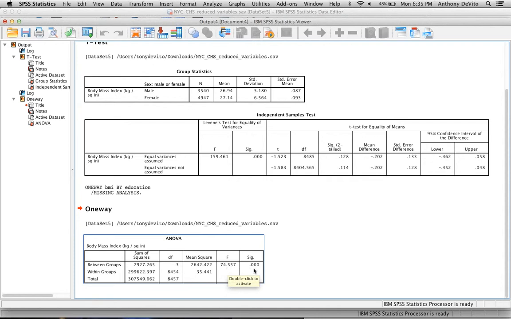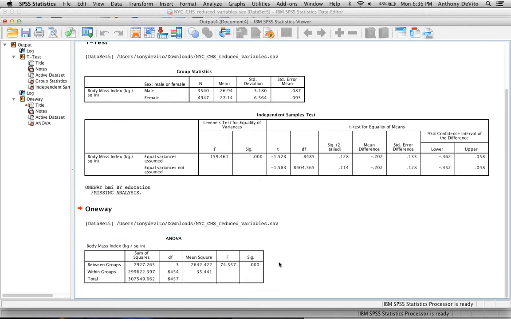My significance is 0.000. What's my null hypothesis here? My null hypothesis here is that there's no association between education level and BMI. But what does this 0.000 tell me? It tells me that I can reject my null, it's less than 0.05.